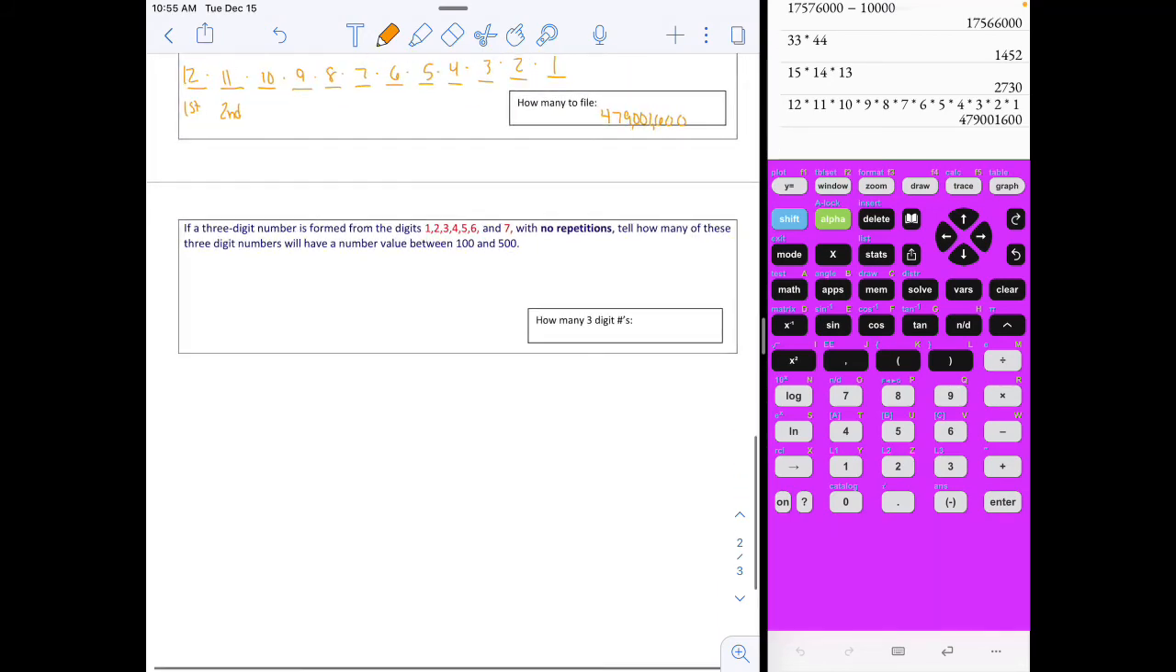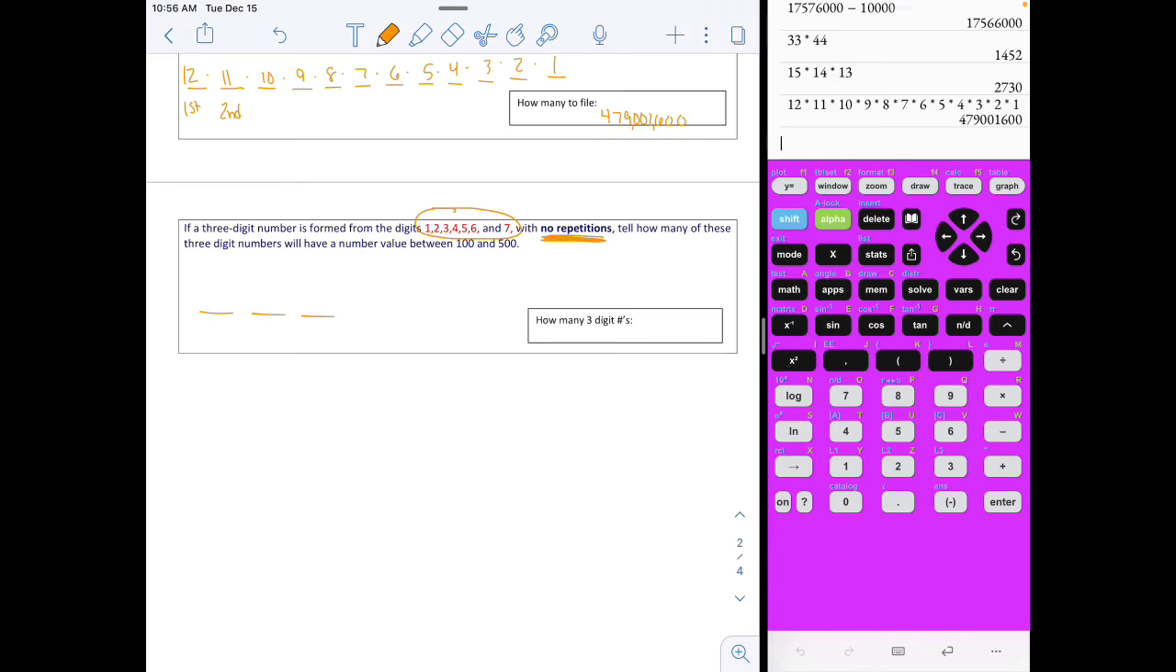All right. The next problem is going to get just a little more complicated, and then you guys are going to try some of this on your own. We have a 3-digit number formed by those digits, no repetitions. Tell how many of these 3-digit numbers will have a value between 100 and 500. Ooh. Okay, so 3 digits. It's kind of like a password. So here's my 3-digit number, and these are the digits that I'm allowed to use, and I'm not allowed to repeat them.